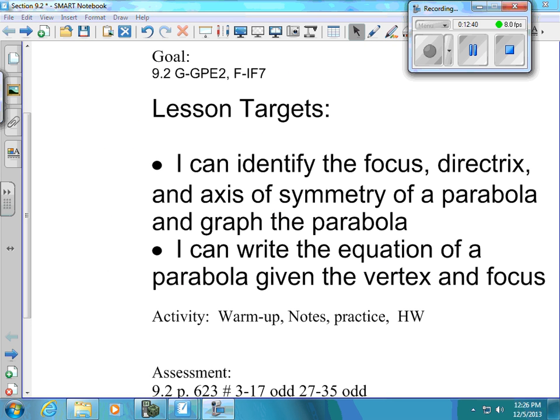So it looks like we hit our targets. We wrote equations, the second one for the vertex and focus, and we identified the focus, directrix, and symmetry of both vertical and horizontal parabolas. Have these notes ready for tomorrow. We'll see you then.